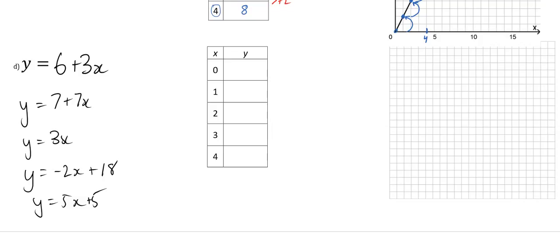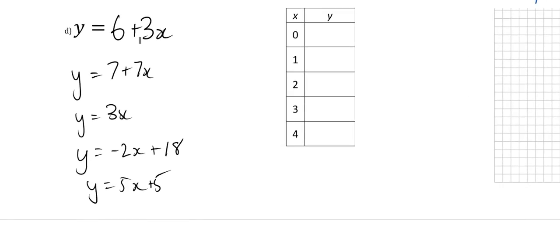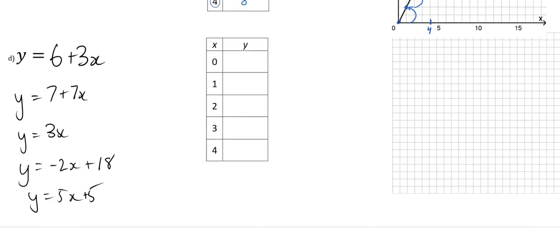So take a look at all these if you want to. This one starts at 6 and goes up by 3. This one starts at 7 and goes up by 7. This one starts at 0, goes up by 3. This one starts at 18, goes down 2. See how very quickly you can get a sense of each and every one of these. They all have the same things. They all start somewhere and then go up or down from there by the same amount. And I could very quickly go ahead and graph all of those.